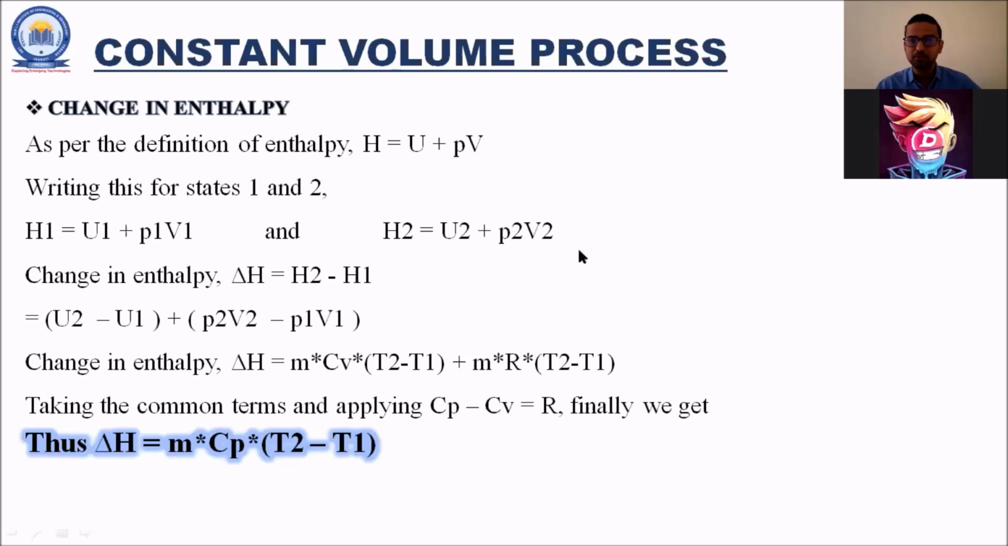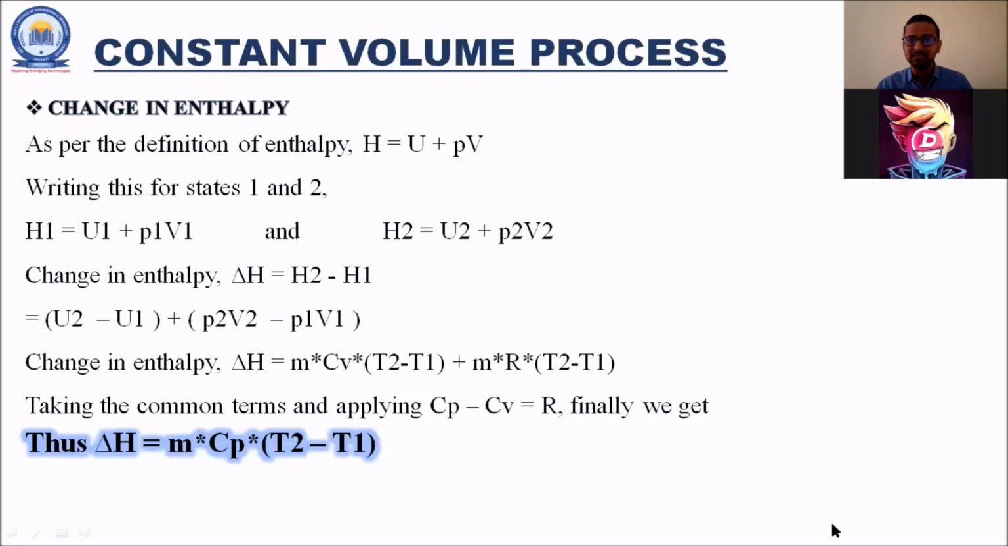Okay, getting some of the positive answers from the students. Very good students from your side. I want some more responses. If you are getting this answer, that is delta H is equal to mCp (T2 minus T1). Okay, fine. Thank you all. Thank you very much for giving me the perfect answers, the positive responses.